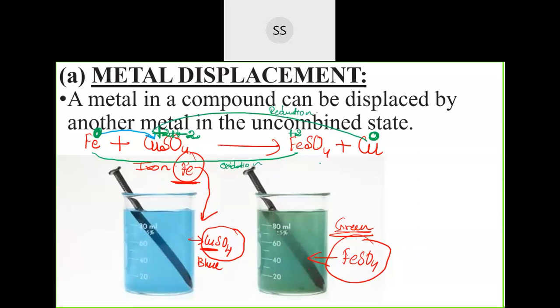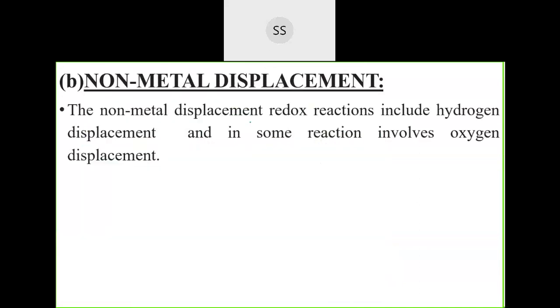Okay, next one is non-metal displacement, where non-metals like hydrogen and oxygen are displaced. For example, it can be displaced by anybody. It can be displaced by a non-metal itself or it can be displaced by a metal. But who is getting displaced, that is what we are talking about. Non-metals are getting displaced. Okay, so they are just thrown out from their compound.